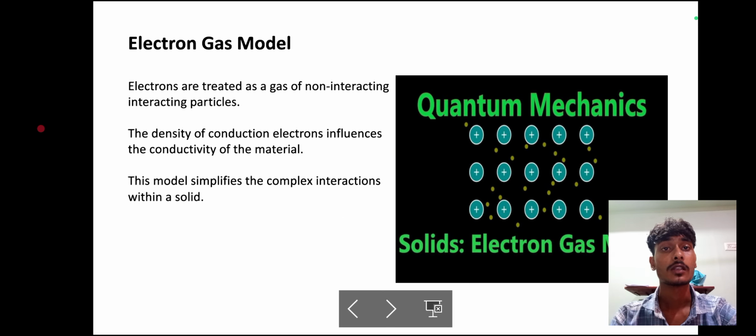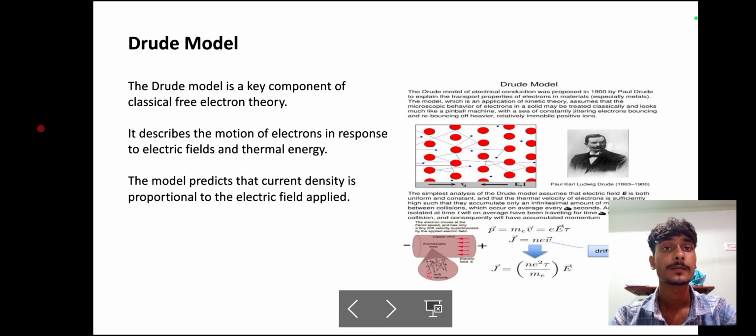Electron gas model. Electrons are treated as a gas of non-interacting particles. The density of conduction electrons influences the conductivity of the material. This model simplifies the complex interactions within a solid.